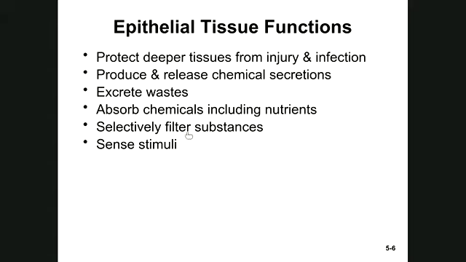And this is the meaning of selectively filter substances. Also, the epithelial cells can sense stimuli. Epithelial tissue is innervated by sensory nerve endings to detect or respond to different types of stimulation. These nerve endings and those in the underlying connective tissue continuously relay sensory input to the central nervous system concerning touch, pressure, temperature, and pain.